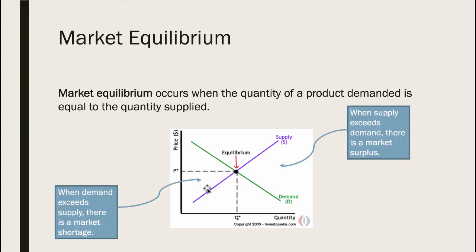If I'm in this region of my graph, when the demand exceeds the supply, there is a market shortage. That means more people are wanting to buy the product, but there's not enough available. However, if I'm in this region of my graph, when the supply is exceeding the demand, there's a market surplus. So there's so much product on the shelves, but no one's really buying it.